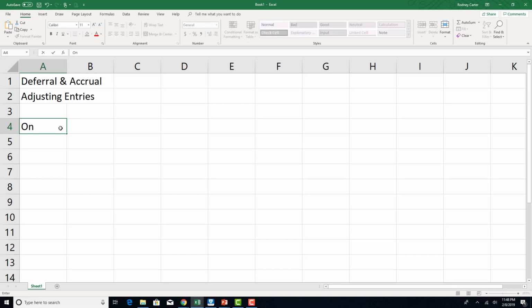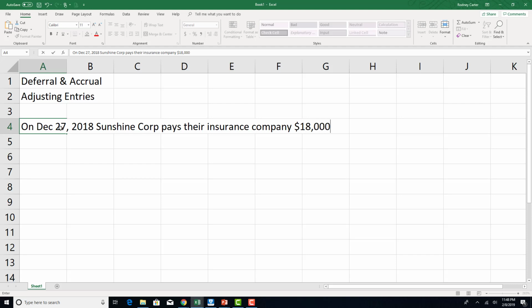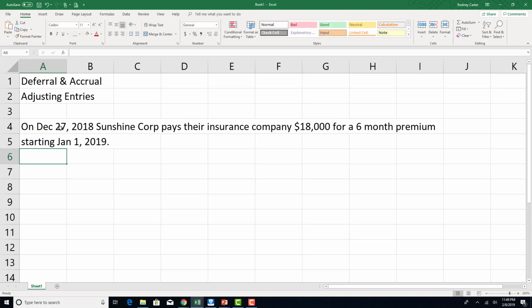So on December 27th, 2018, Sunshine Corp pays their insurance company $18,000 for a six-month premium starting January 1, 2019. So this is not the adjusting entry.